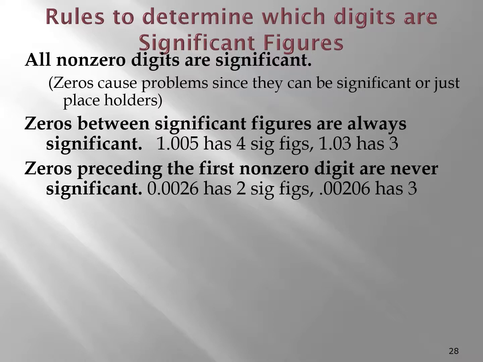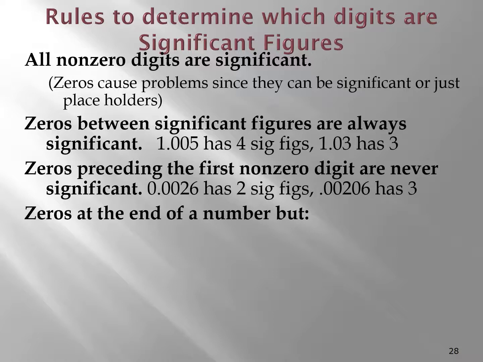Zeros preceding the first non-zero digit are never significant. So if you look at these two, 0.0026 only has 2 significant figures. The number 0.00206 has 3 significant figures. So you count the 0 in between, but you don't count the zeros to the left. That's similar to saying, if I wrote the number 005, well, 5 is the only significant digit. Those zeros don't really have any meaning. And it's the same thing here, the zeros before any significant digit.